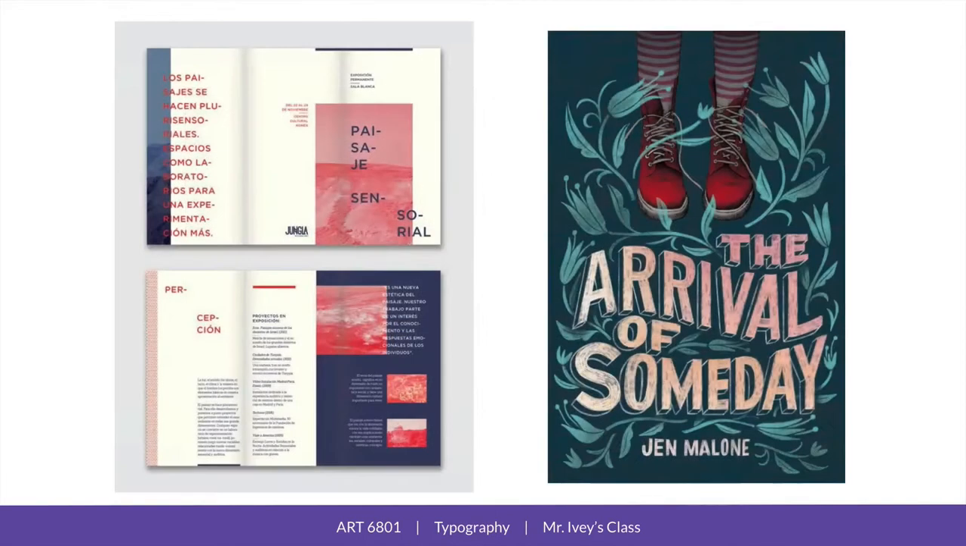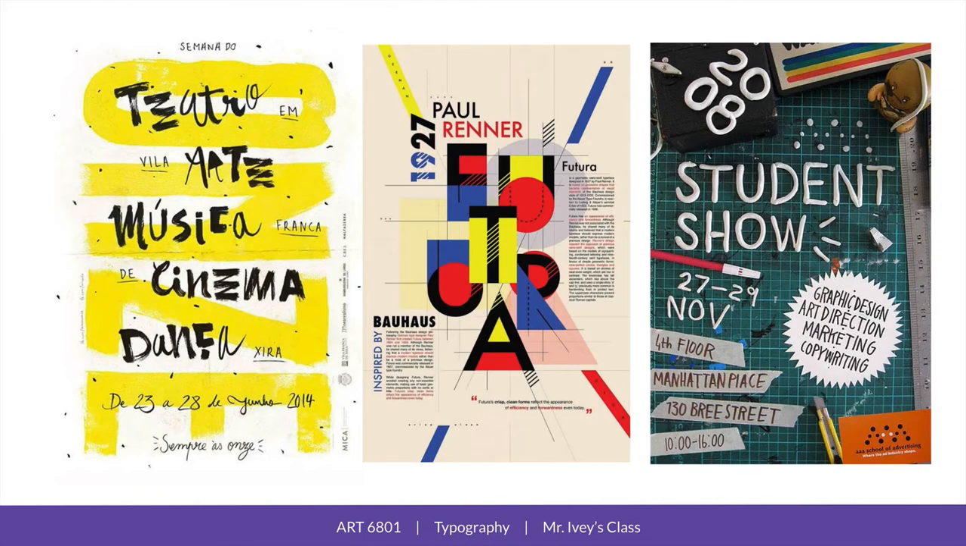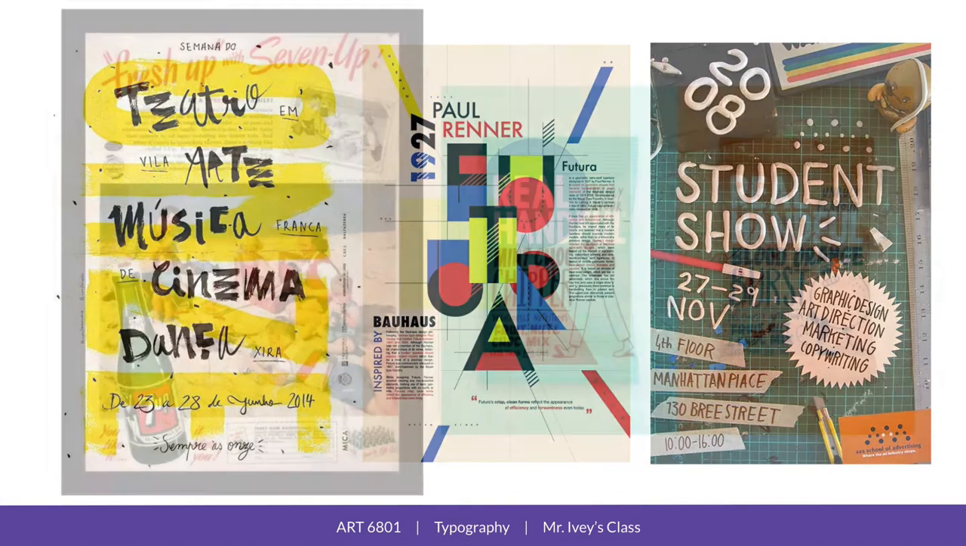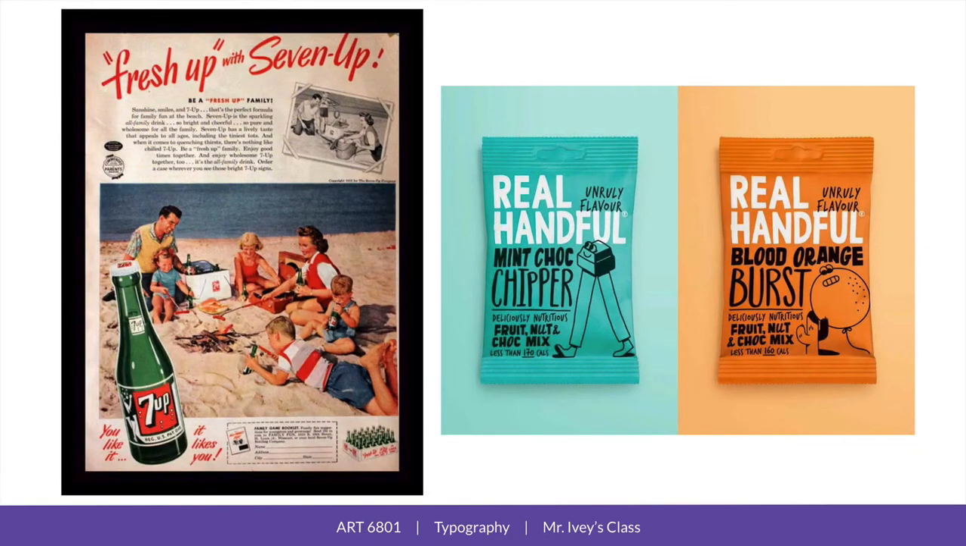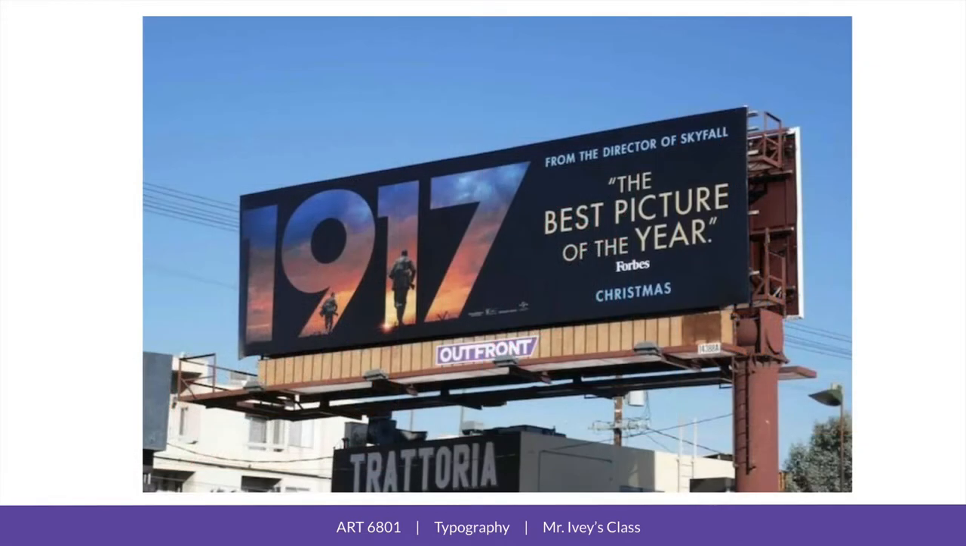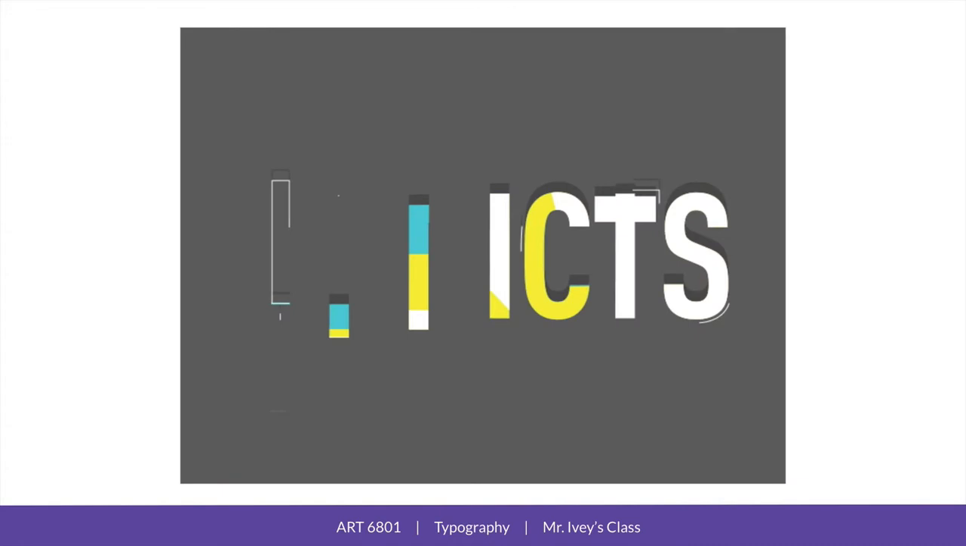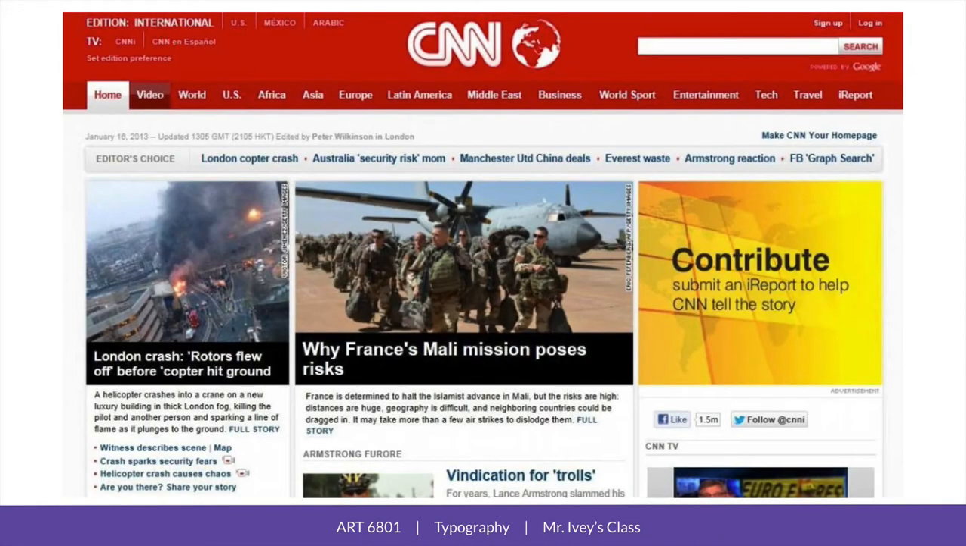Typography encompasses any kind of design that involves type. It can be seen in books and in magazine layouts. It's in posters and flyers and advertisements. It's on product packaging and in signage. It's even in motion graphics such as film titles, and it's used on the web. In fact, most of the web consists entirely of typography, and it's also in user interfaces on apps and in games.